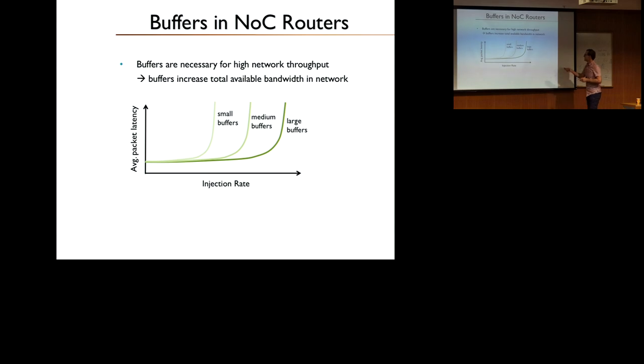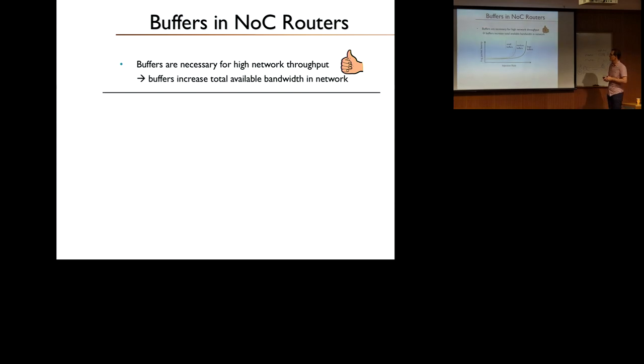Okay. Basically, this is what you would expect, at least in terms of throughput. As your injection rate increases, you get higher saturation throughput with larger buffers. If you reduce the buffer sizes, basically you're saturated at a much earlier point in the network. Now, the question we wanted to ask was, how does this change in a real on-chip network?